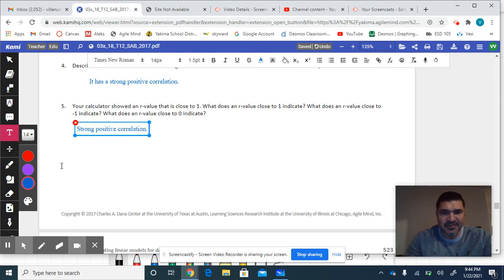Okay. Next question says, what does an R value close to 1 indicate? Strong positive correlation. What does an R value close to -1 indicate? That's going to be, again, because it's close to -1, a strong, but instead of positive, it will be negative correlation. Go ahead and label this better. This one here is when R equals 1.